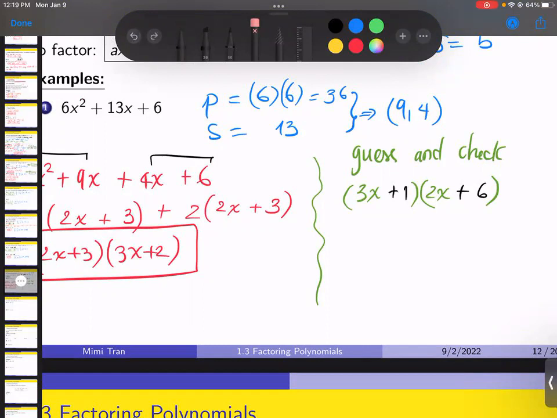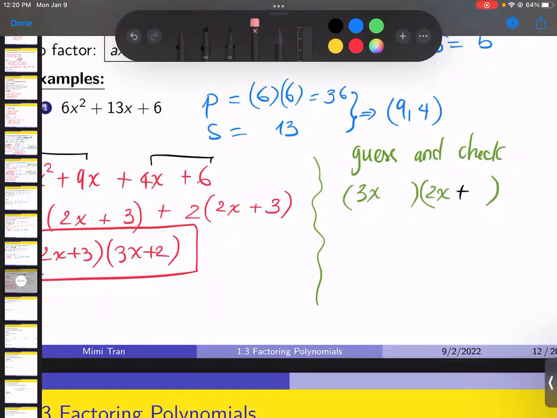Furthermore, if you don't see that, you can check the inner and outer product. I have 1 times 2x, which is 2x, and then that's 18. There's no way that adds up to 4 or 13x, right? So the inner product and outer product do not add up. Erase that.